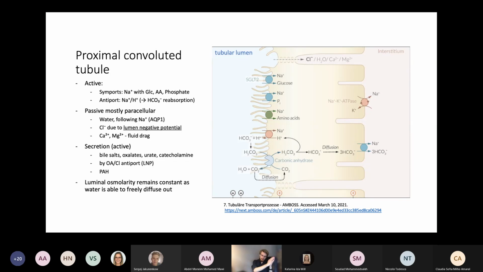Because we are transporting a lot of solutes out of the lumen, water is always going to flow with it. The proximal convoluted tubule is freely permeable to water, and water is going to maintain a steady osmotic gradient across the tubular lumen and the interstitium. So this is one of the other reasons why most of the water is actually reabsorbed in the proximal convoluted tubule.